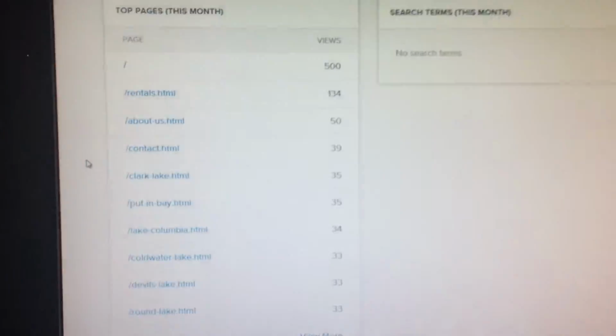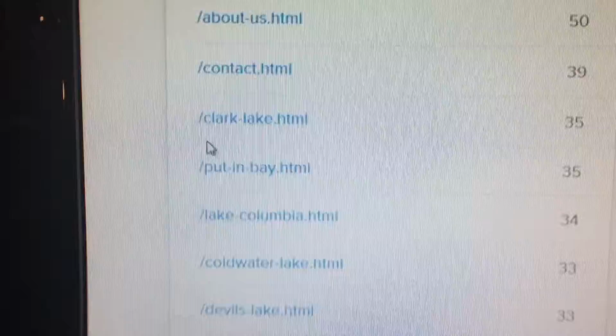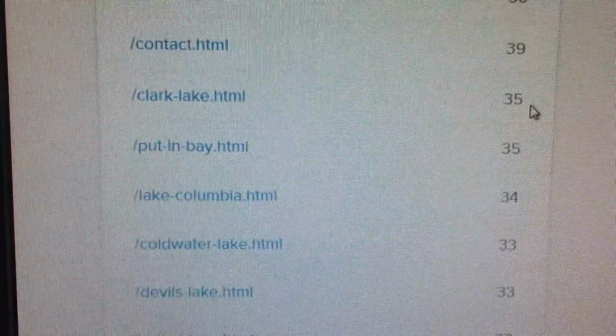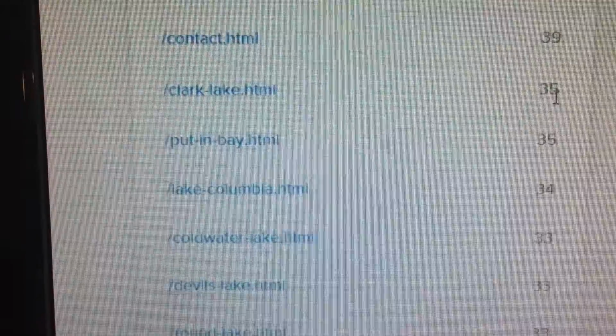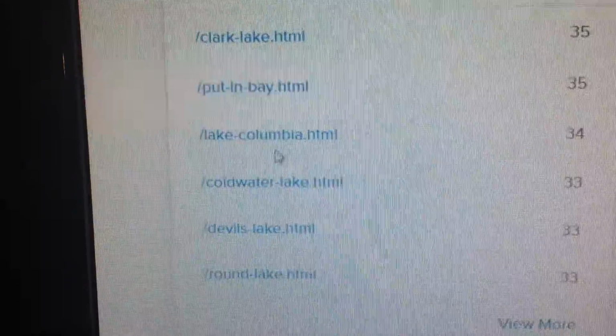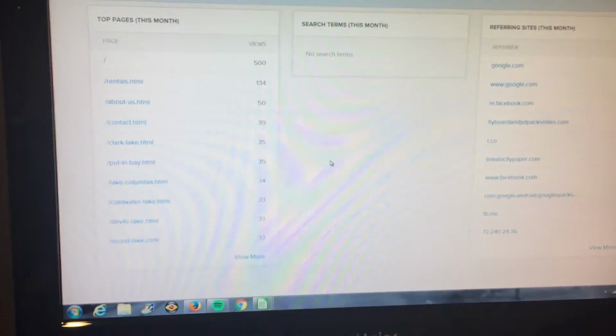So if you look, each one of these that says Lake, this one's Clark Lake, 35 of the visitors came into the website on that page. Put-in-Bay, 35 of the visitors, Lake Columbia, 34, and so on. So 30 to 40 times, let's say 35 times 10 pages. So out of that 500 views that he had this month, about 350 of them came in through the unique pages that I developed for him.